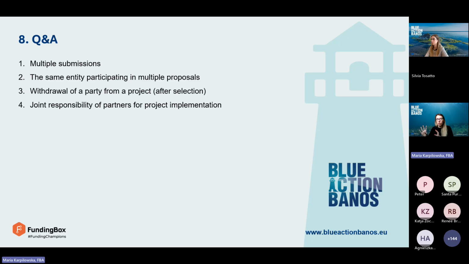I've put here a few topics that are very popular in our help desk email. So, multiple submissions. The idea is that one entity can receive only one grant from BlueActionBANOS, and one entity can participate only in one kind of support program, CLAs or TAs. It cannot participate in both, and it can receive the grant only once.